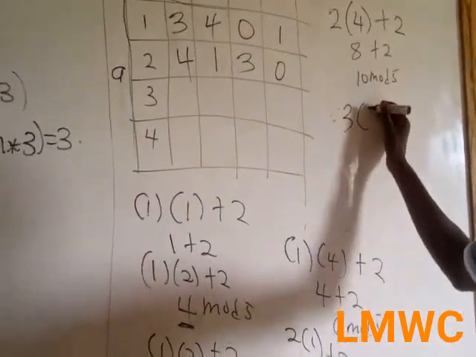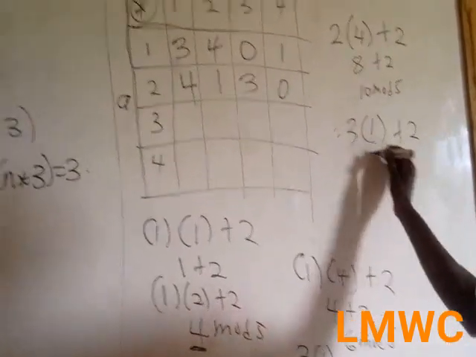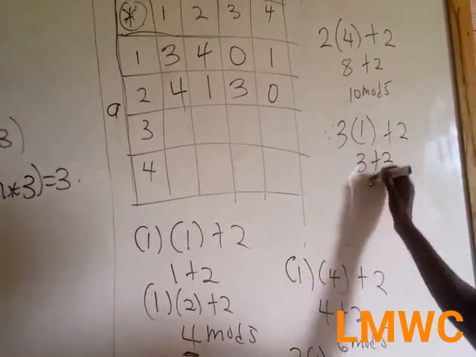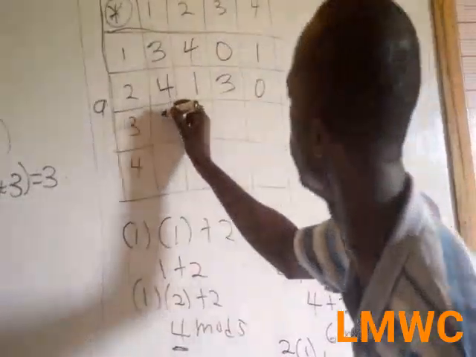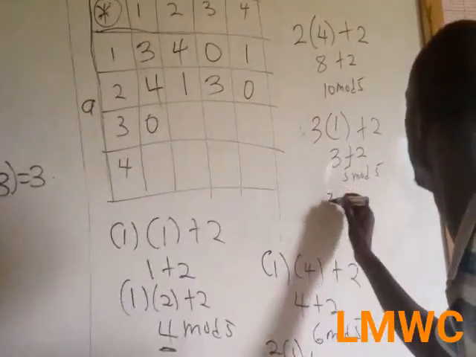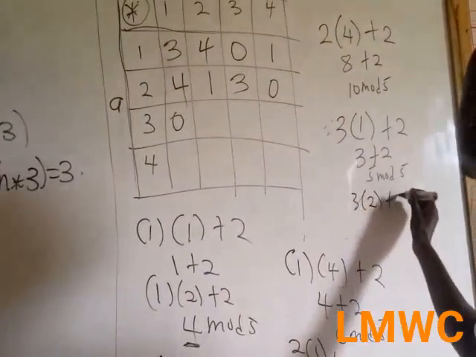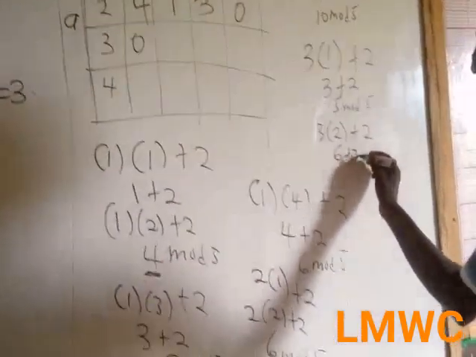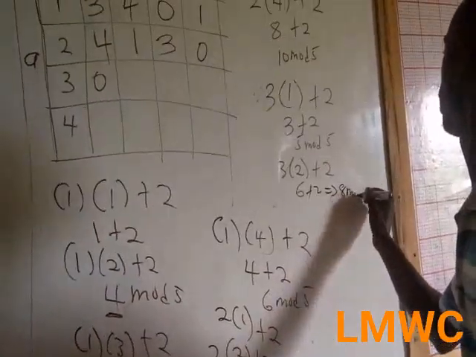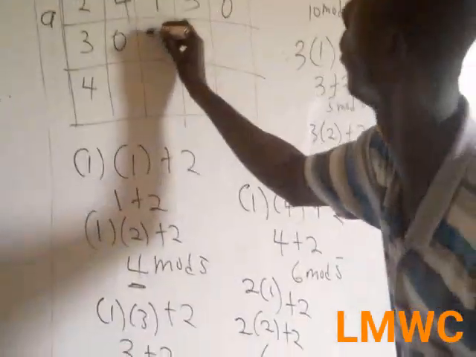And here is 3, 1 plus 2. So it becomes 3 plus 2, which is 5 mod 5. We have 0. So we have 3, 2 plus 2. 3 times 2 is 6 plus 2 is 8. 8 mod 5, we have 3.